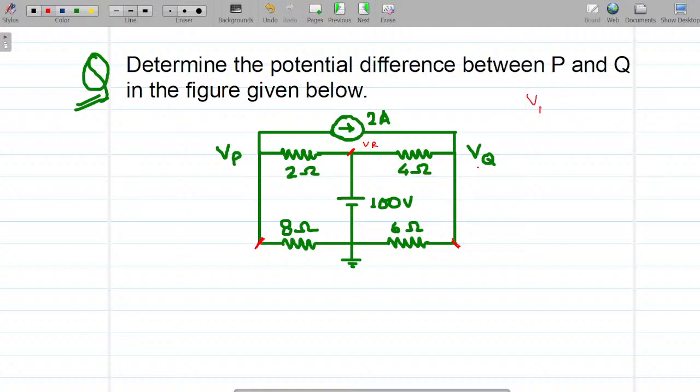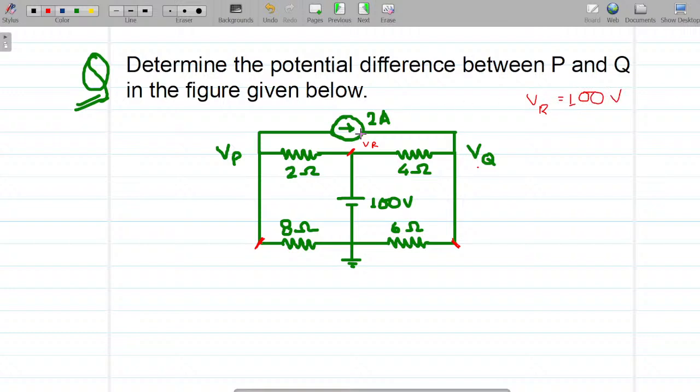Can I, using this question, define what is VR? See, this is a potential, this is a node, this is a node. Now tell me, can I define VR from this point? See, it's very easy, because we are traveling from the ground to this point, and there's a 100-volt voltage clearly given in the question. VR would be equal to 100 volts.